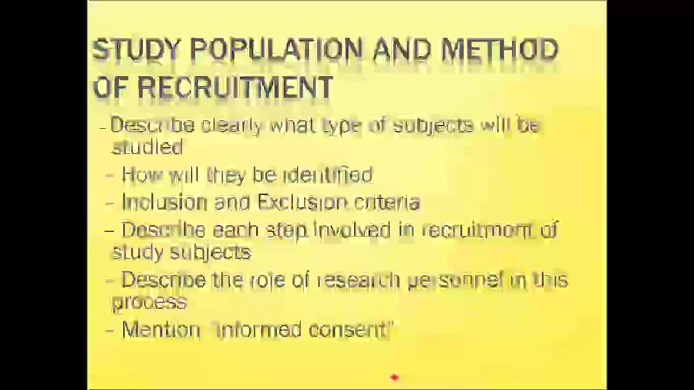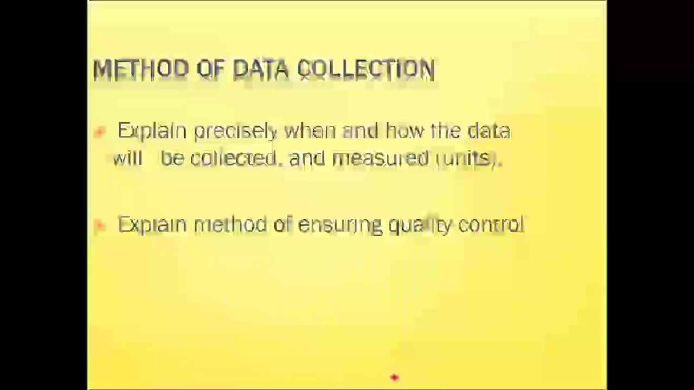Now, coming to the study population and method of recruitment, we have to describe clearly what type of patients will be studied. How will these patients be identified? What would be the inclusion and exclusion criteria in these patients? We would describe each step involved in recruitment of these patients. We would describe the role of research personnel in this process, and there has to be a mention of informed consent. Informed consent is a totally different, separate topic which we'll be talking about in coming days. So these are the things that we need to take care of.